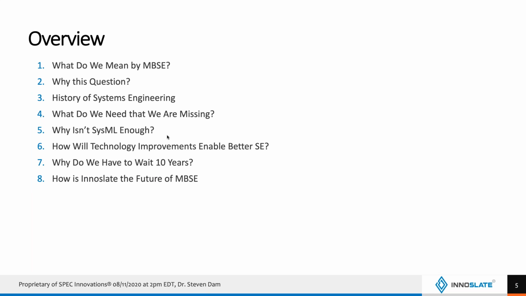So a little bit of an overview. We're going to talk a little about what we mean by model-based systems engineering, because I think there's a lot of confusion as to exactly what that means. Why we have a question about how we're doing model-based systems engineering, give you a little bit of history, show you some of the things that we think are missing, talk a little bit about SysML, and talk about some of the technology improvements we're looking at, and talk about how we envision the future and how we think we're building towards that future today.